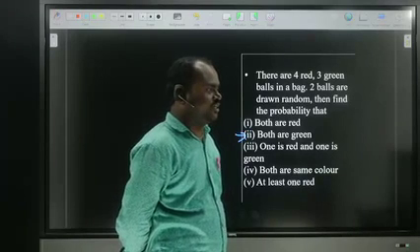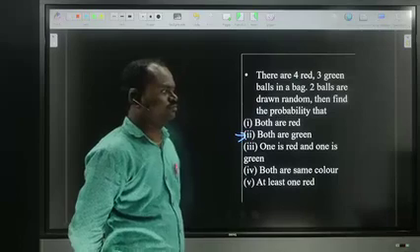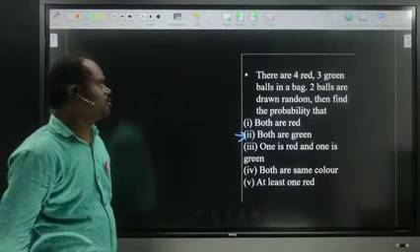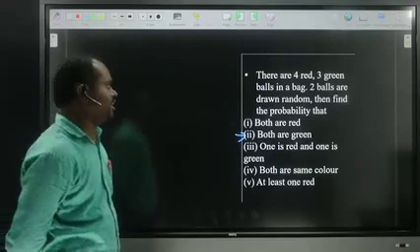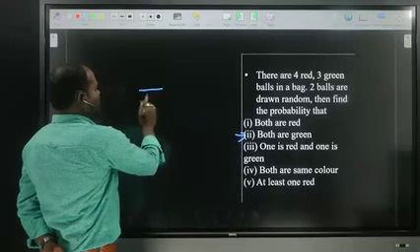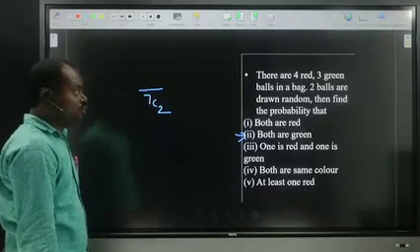One by 7. We got my answer is 1 by 7. Shall we see no more? Both are green. Both are green. So total 7. From that we are taking 2, 7C2. Both were on green.